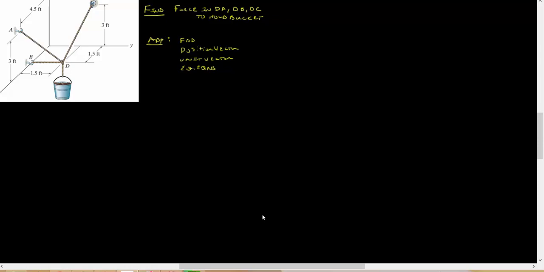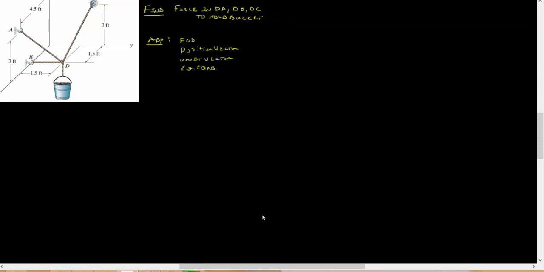Hello, we'll be working chapter 3-4, problem 3-45. We've got a bucket hanging at D. We've got cables DB, DA, and DC that are holding it, and we are asked to calculate the force or the tension in each one of those cables. As you see my approach, I'll be doing a free body diagram, a position vector, a unit vector, and I'll be using my equilibrium equations.